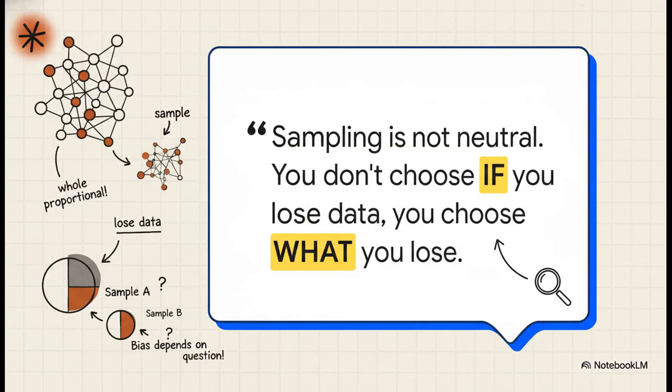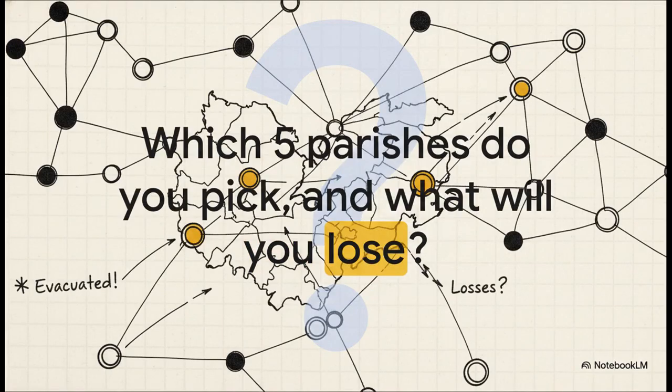But before I let you go tackle this, there is one massive misconception we need to completely dismantle. A sample is not just a perfectly proportional, cute little miniature of the whole network. Sampling is never neutral. Actually, let's put it this way. You don't choose if you lose data. You choose what you lose. Your fundamental job as an engineer is to pick the specific bias that doesn't completely destroy the question you are trying to answer. Okay, time to get to work.